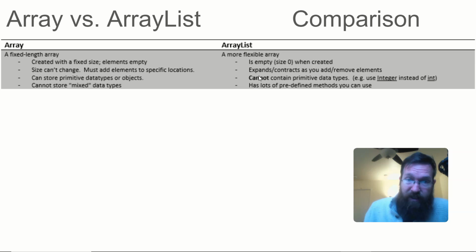Okay, array lists, they expand and contract as you add and remove elements. They can't hold primitives, but what's nice about them is there's a whole bunch of predefined methods that you can use to sort them or to shuffle them or to do various things with them, as you'll see.